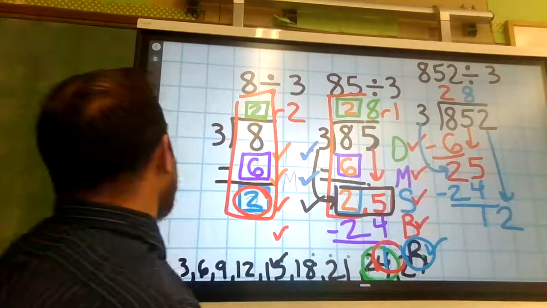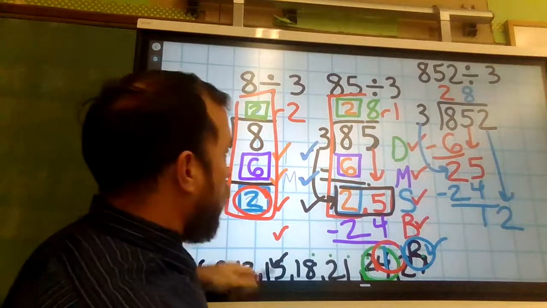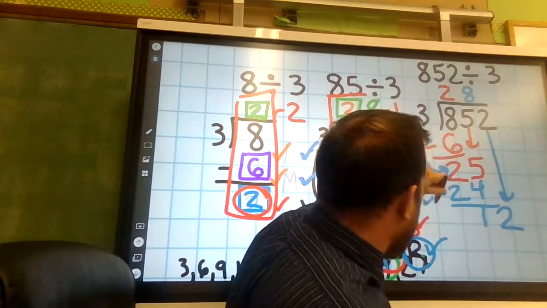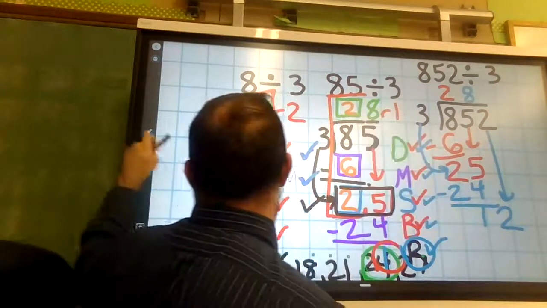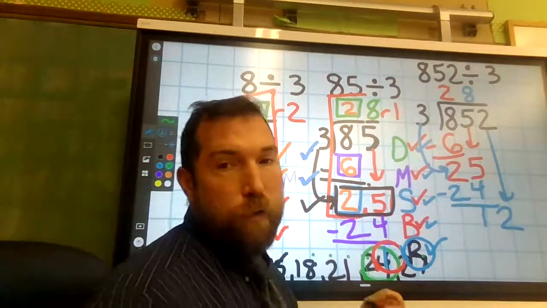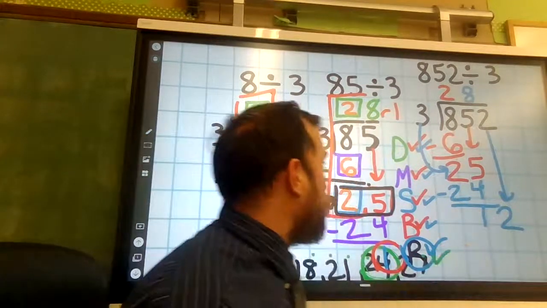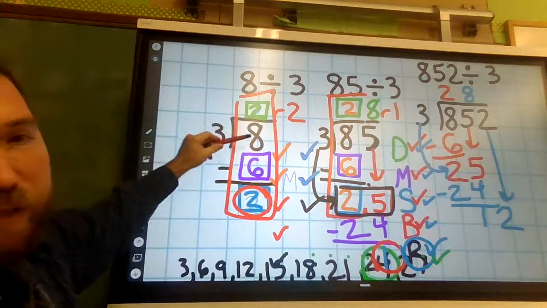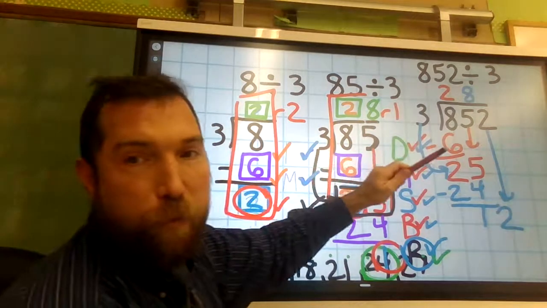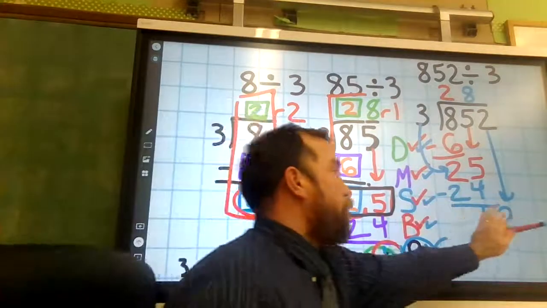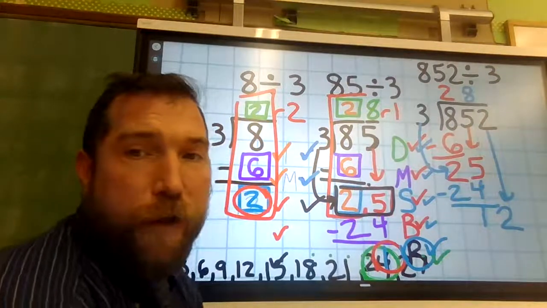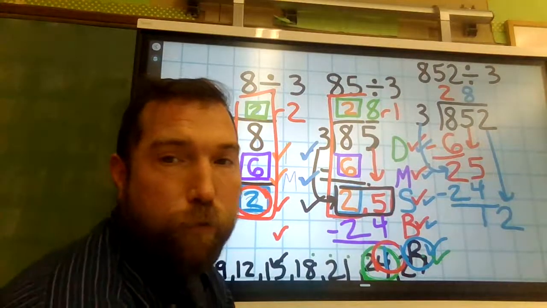Now I have 12. Okay, so again, with blue, I then went through and I did my D, my M, my S, my B, and then I'm going to start my R. I'll do this one in green. Now I'm going to repeat again. It's just the same thing. But you notice again, first we just did 8 divided by 3. Then we just finished basically what was 85 divided by 3, and we stopped right there. There's just another set is all that happens when you go to 852.